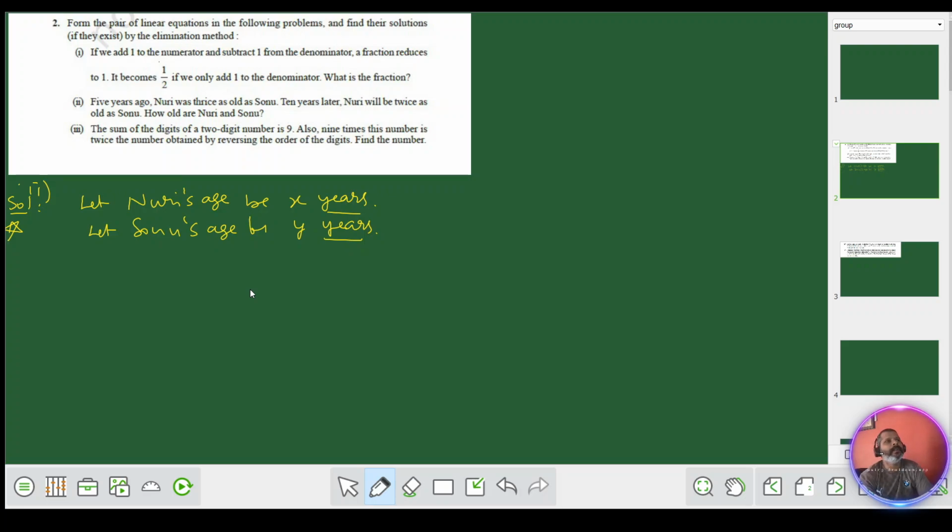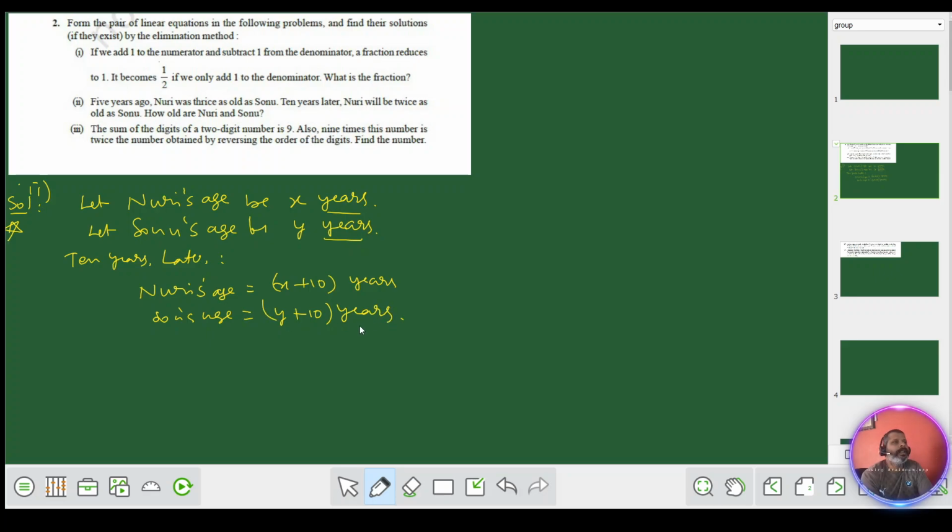10 years later, Nuri will be twice as old as Sonu. Means 10 years later, you should calculate the ages of Nuri and Sonu, what they might be after 10 years. Obviously, it will be x plus 10, y plus 10, right? So you have to define that. 10 years later, Nuri's age is equal to x plus 10 years. Sonu's age will be y plus 10.